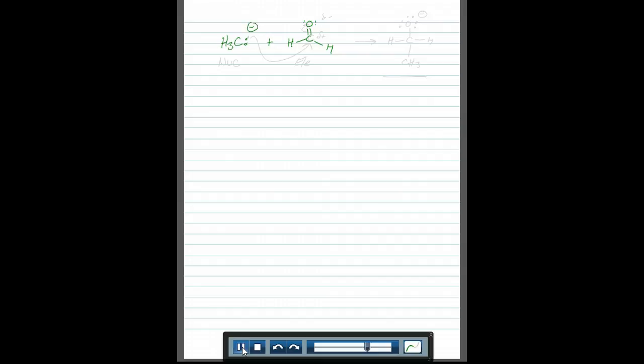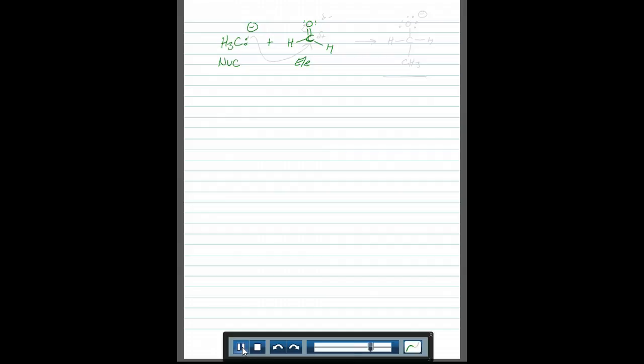Okay, so first of all, what is your nucleophile? Your nucleophile is CH3-. How do I know? It's negatively charged. All right, if it's a negative charge, that's your nucleophile. So that means this is my electrophile. And remember, the electrophiles are the positive things. So what is the most positive thing on formaldehyde? Well, the most positive thing on this molecule is your carbon.